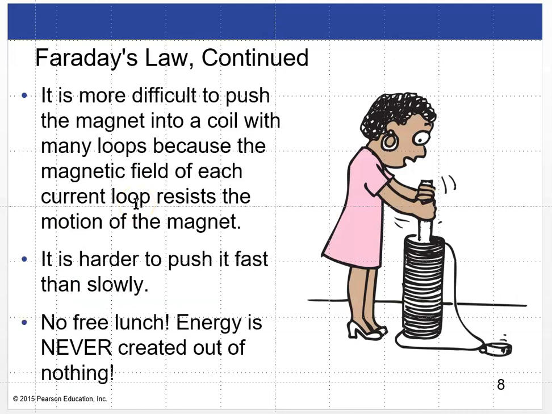Now, it's actually more difficult to push a magnet into a coil with many loops because the magnetic field of each current loop resists the motion of the magnet. It actually produces an opposing magnetic field to try to keep you from pushing the magnet into the coil. It's harder to push it fast than slowly. The faster you try to push it, the stronger the opposing magnetic field that is produced, and the harder it resists you. So there's no such thing as a free lunch. Energy is never created out of nothing. If this wasn't true, it would violate conservation of energy, and that never gets violated.